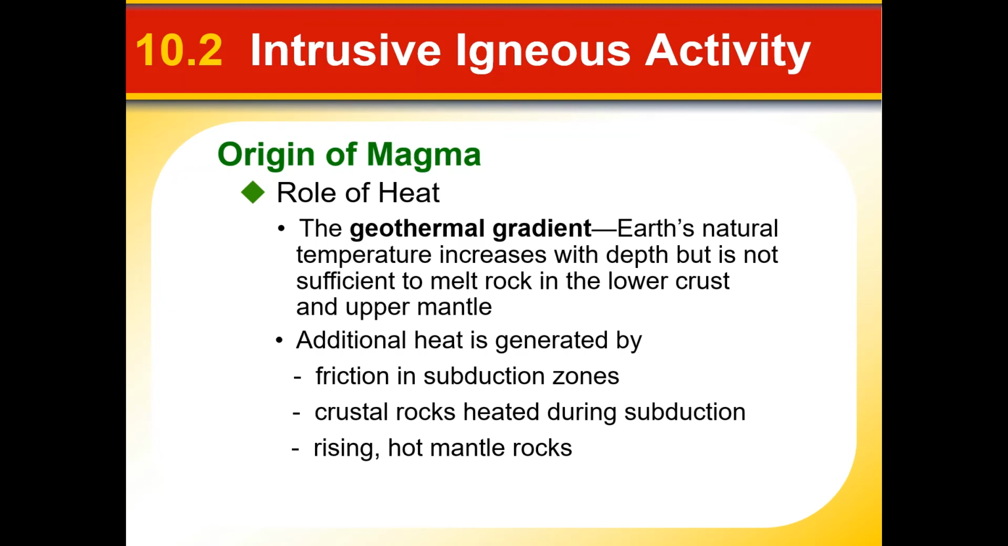And the role of heat. We have the geothermal gradient, which is approximately 1 kilometer for every 25 to 30 kilometers below, but that only works in the crust. The Earth's natural temperature increases with depth, but is not sufficient to melt the rock at the lower crust and the upper mantle. So additional heat is generated by friction in the subduction zones, the friction in contact between your subducting slab and your overriding slab, and the crustal rocks heated during subduction and the rising hot mantle rocks.